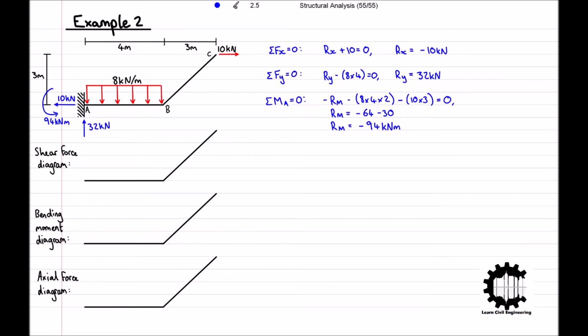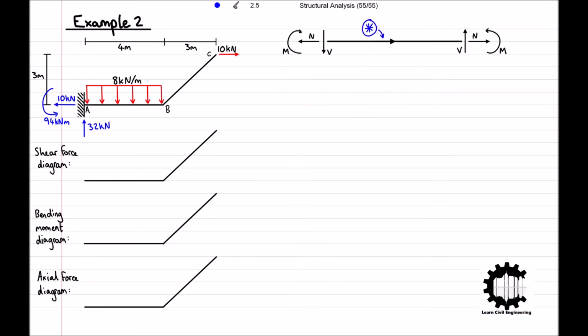Having calculated the support reactions, we will insert our diagram for the positive senses for internal forces, which we will call our starred diagram for reference throughout the question. Let's start by analysing the left side of the structure at point A. At point A, the first force is the vertical reaction force of 32 kilonewtons acting upwards.